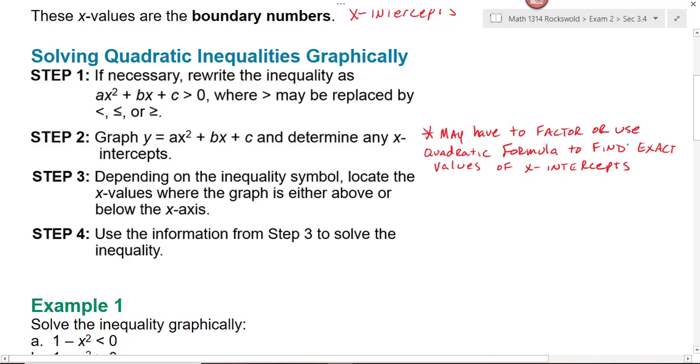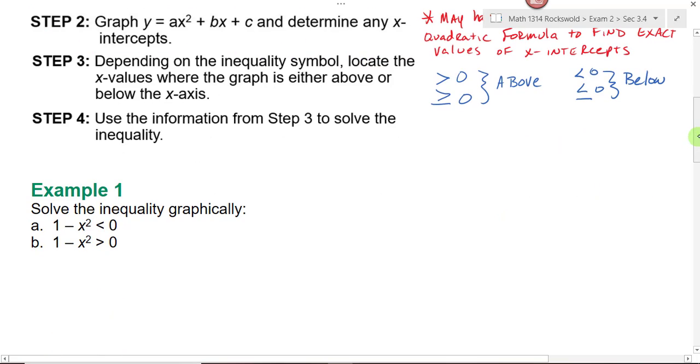Depending on the inequality symbol, you want to locate the x values where the graph is either going to be above or below the x-axis. If you have greater than 0 or greater than or equal to 0, you want to know where the graph is above the x-axis. If you have less than or equal to 0, that's where your graph is going to be below the x-axis. And then we'll use that information to solve the quadratic inequality.